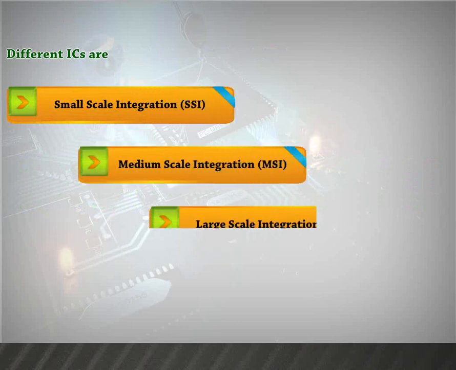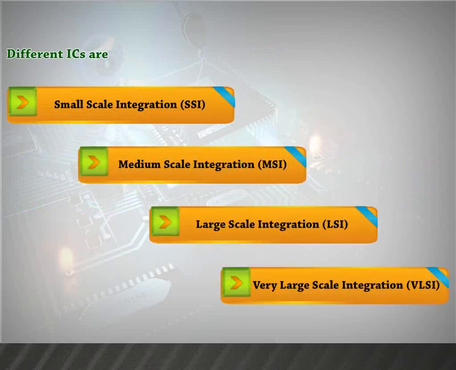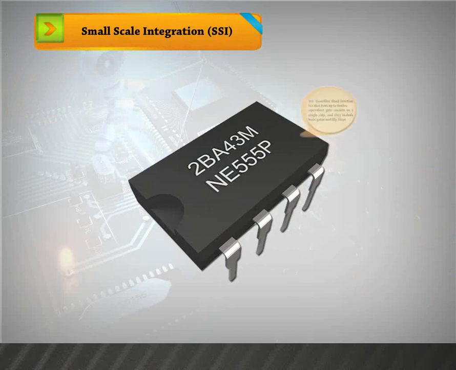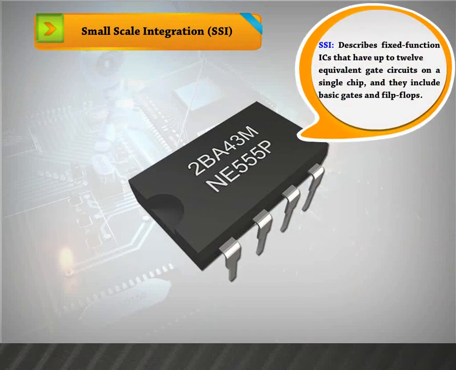Different ICs are small scale integration SSI, medium scale integration MSI, large scale integration LSI, very large scale integration VLSI. Small scale integration SSI describes fixed function ICs that have up to 12 equivalent gate circuits on a single chip, and they include basic gates and flip-flops.